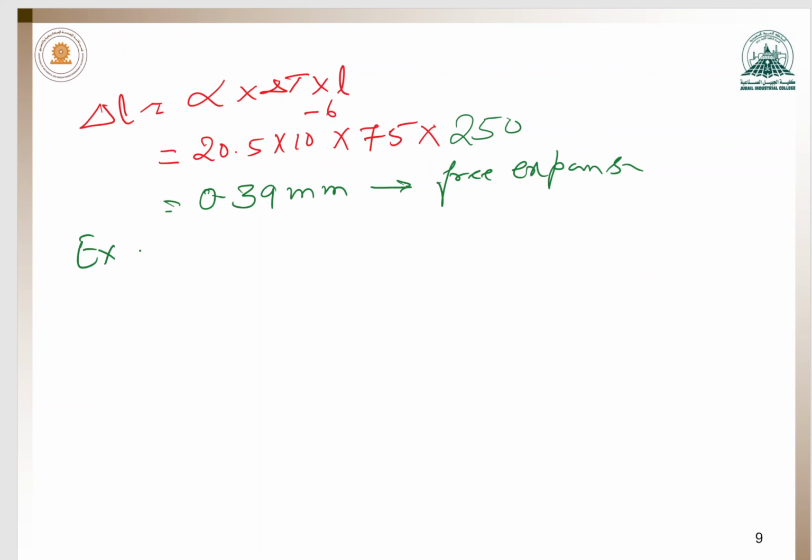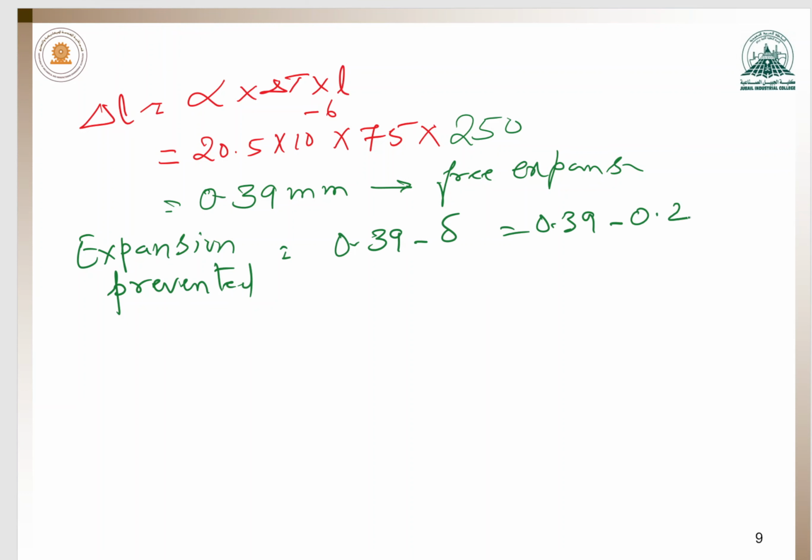Expansion prevented is how much? Expansion prevented is equal to 0.39 minus delta. That is 0.39 minus 0.25, the clearance, is it not? 0.39 minus 0.25. This is 0.14 millimeter is the expansion prevented.